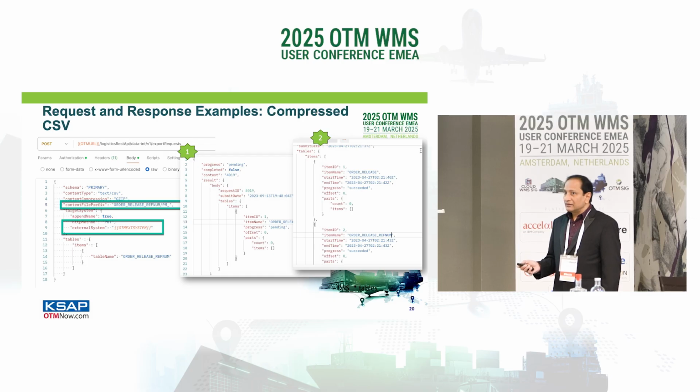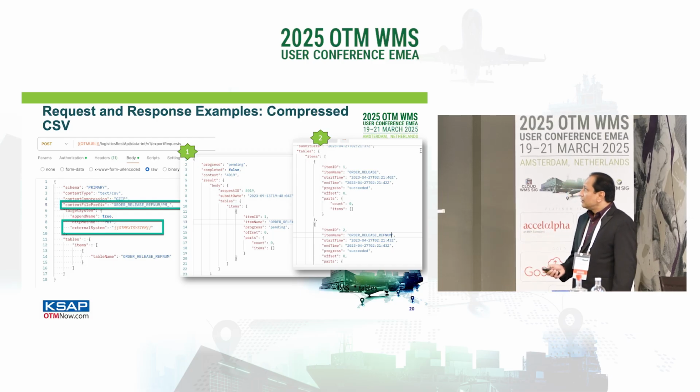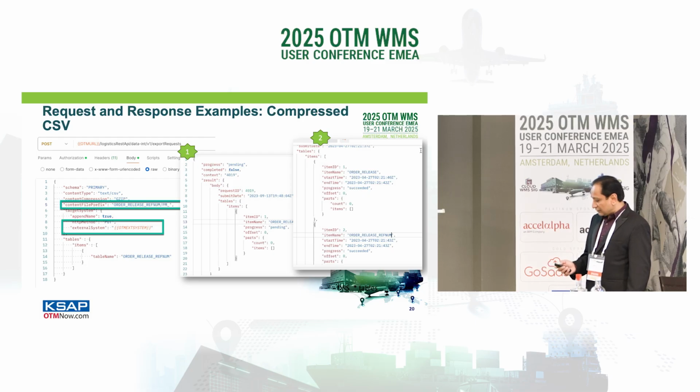And then in this tables section, you have which tables are there. As you see, it's a JSON structure. You can specify many tables. Here it's the order release refnum, but you could have n number of tables here. That is how the request looks for the compressed CSV. Why is it compressed? Because it says content compression gzip, so the format is gzip.